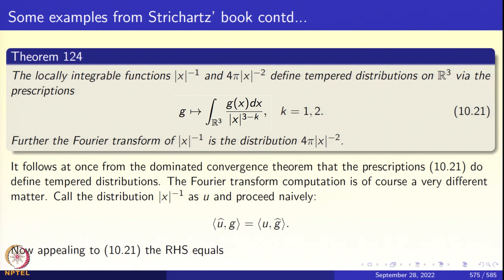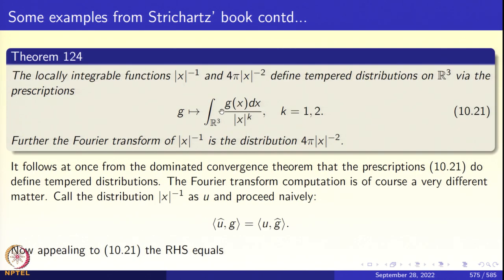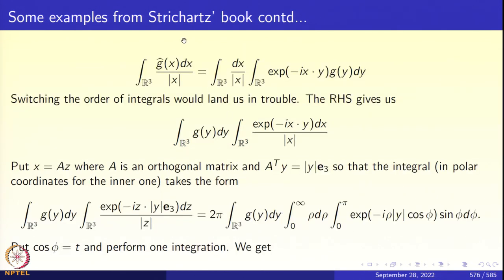So what is the definition of Fourier transform? You see the last display. U hat paired with g is simply u paired with g hat. The hat goes on the other side. And so now we use the definition of Fourier transform of a rapidly decreasing function as an integral. So right hand side basically becomes integral g hat dx upon mod x. We use the definition 10.21 and the definition of the Fourier transform both. And the left hand side, u hat paired with g is simply this.